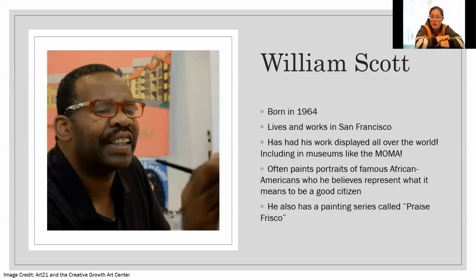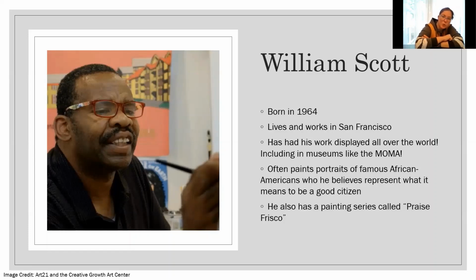This is a photograph of William Scott. He was born in 1964. He lives and works in San Francisco. He's had his work displayed all over the world, including a museum called the MoMA, or the Museum of Modern Art in New York. William does a lot of different kinds of art. He draws, he paints, he sculpts, and oftentimes he works on portraits. And we know from art class that a portrait means a picture of a person.